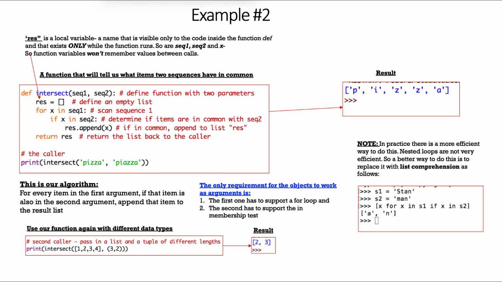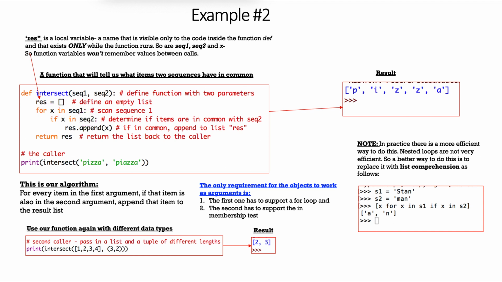So this is a function that will tell us what items two sequences have in common. We have defined it with the name of intersect, and it takes two parameters, seq1 and seq2, for sequence 1 and sequence 2. Res here is a list, a local variable, a name that is visible only to the code inside the function definition, and that exists only while the function runs. The same is true for seq1, seq2, and further x, which is inside the body of the for loop.